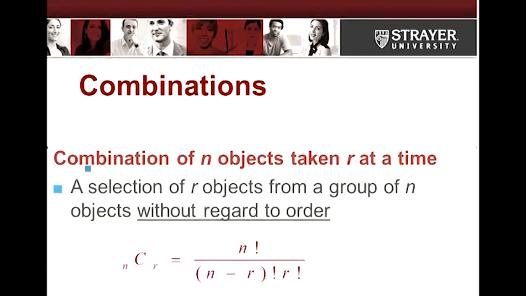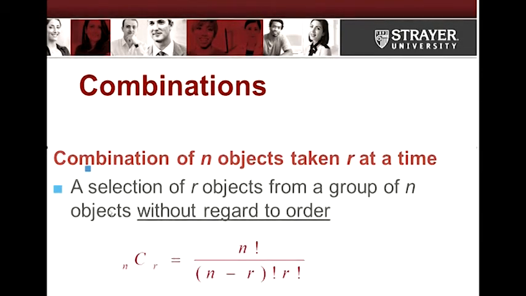Combinations. Combination of n objects taken r at a time is the same setup as for the permutations, except this time with the combinations, there's no regard to order. So in the example of the horse race, it matters whether a horse comes in first, second, or third place. It matters if a runner does. It matters on a lot of things like that.